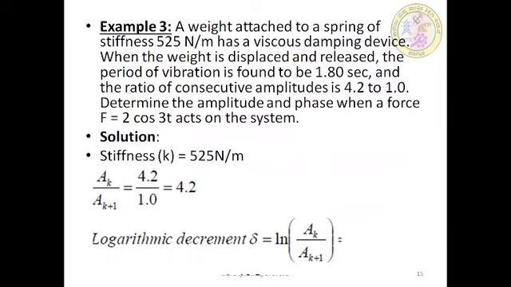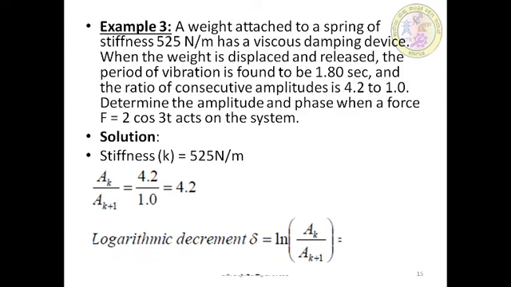Now the next problem: a weight is attached to a spring of stiffness 525 Newton per meter and has a viscous damping device. When the weight is displaced and released, the period of vibration is found to be 1.8 second and the ratio of consecutive amplitudes is 4.2 to 1. Then determine the amplitude and phase when the force F equal to 2 cos 3t acts on the system. Solution: let us see the given data.